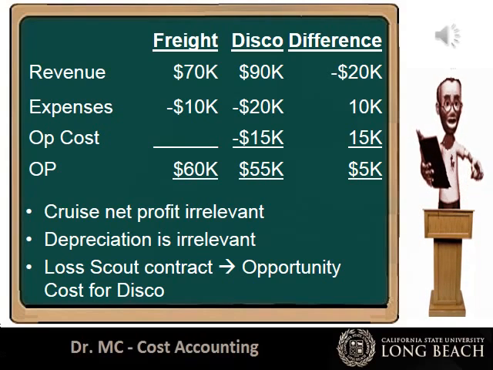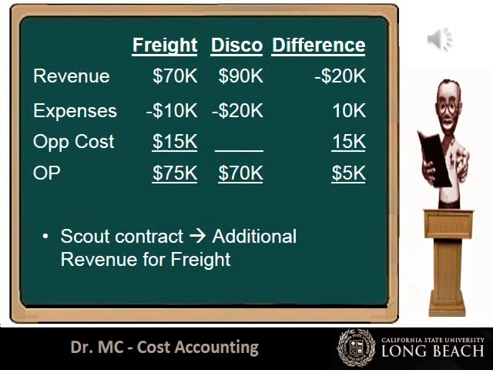Notice that the lost revenue from the Scout contract is listed as an opportunity cost for the floating disco alternative. Notice that the freight business is $5,000 more profitable than the disco alternative. As you can see in this table, you could have alternatively listed the Scout contract as additional revenue, and still reached the same conclusion that the freight business is $5,000 more profitable than the floating disco alternative.